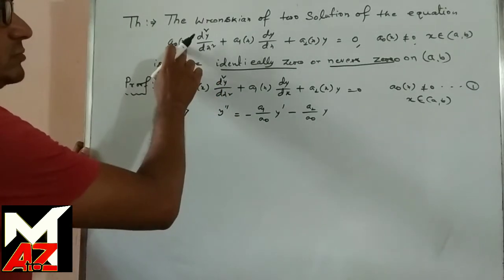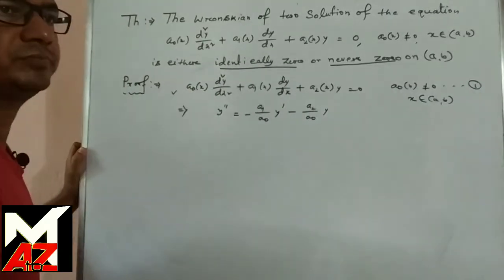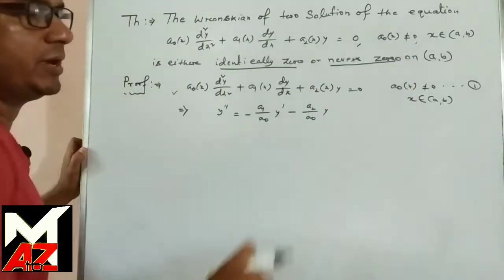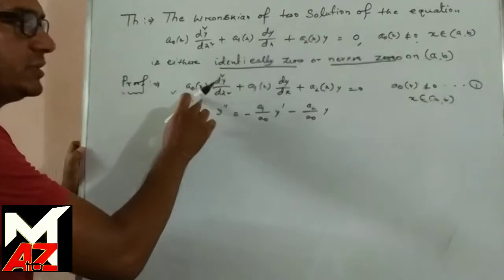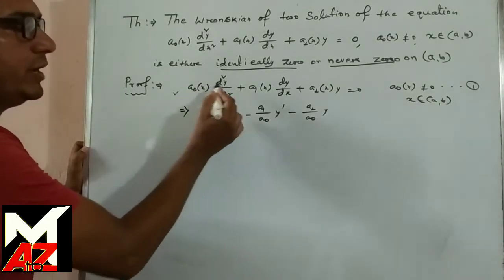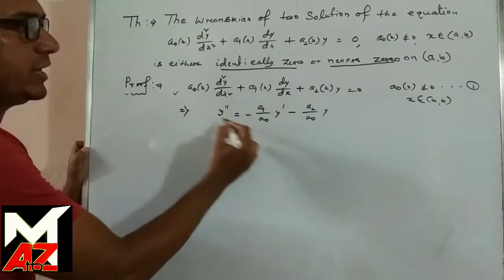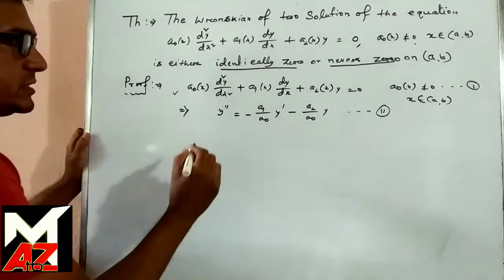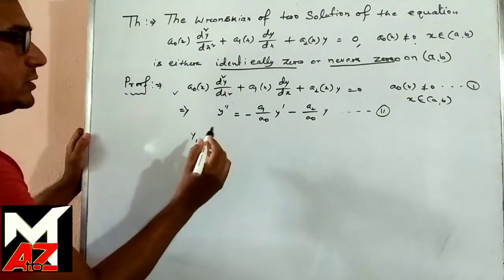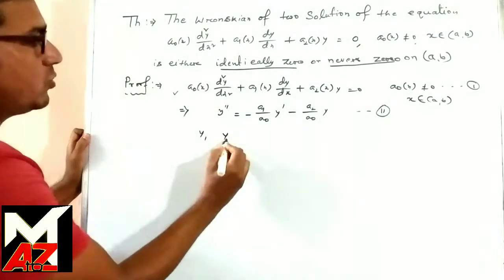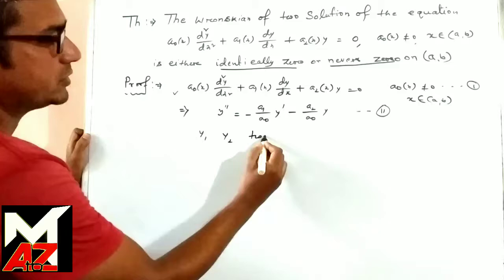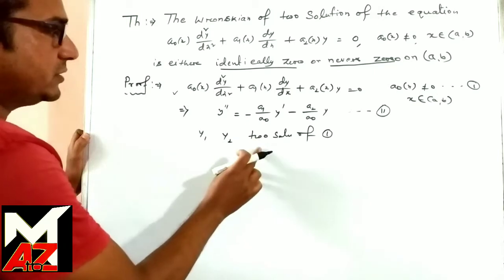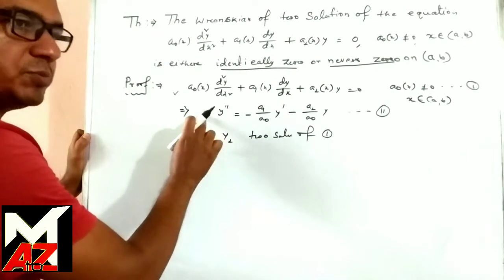Here the equation is given by this, where a0(x) ≠ 0 and x belongs to (a, b), and this is named as 1. From this we can write y double dash equal to minus a1 by a0 into y dash minus a2 by a0 into y. Now let y1 and y2 be two solutions of 1, then these two solutions must satisfy 2.